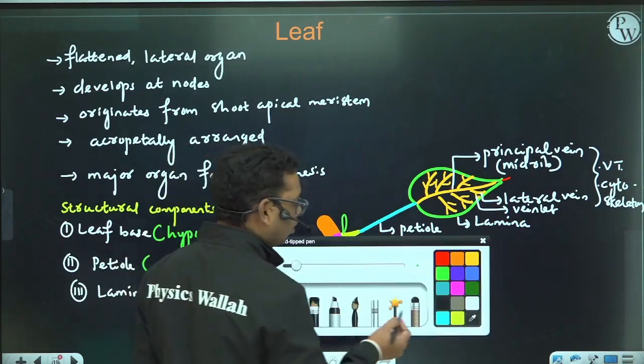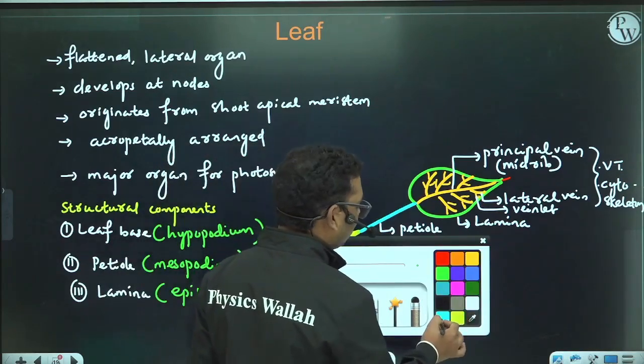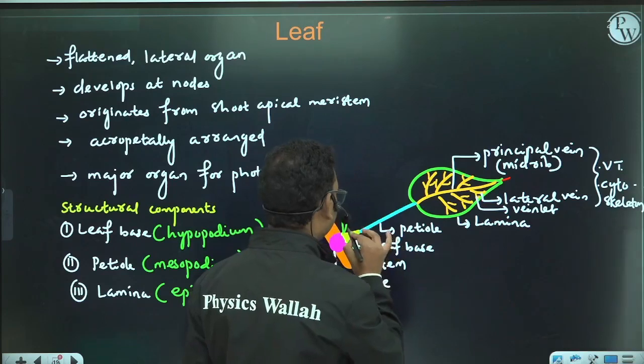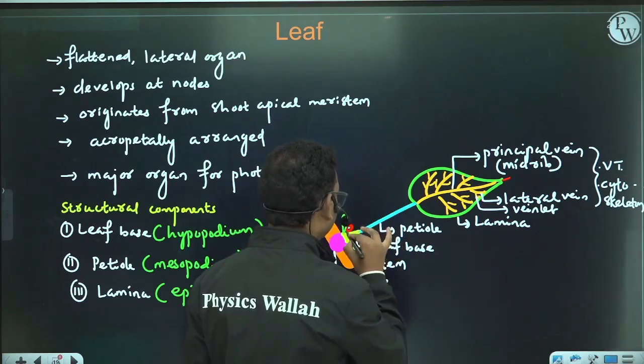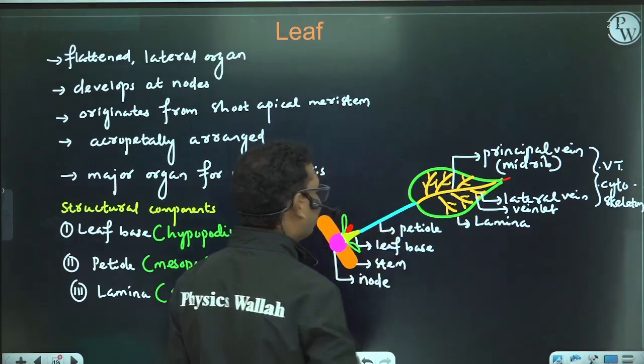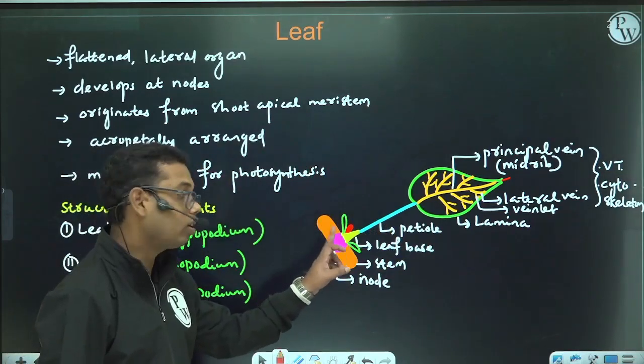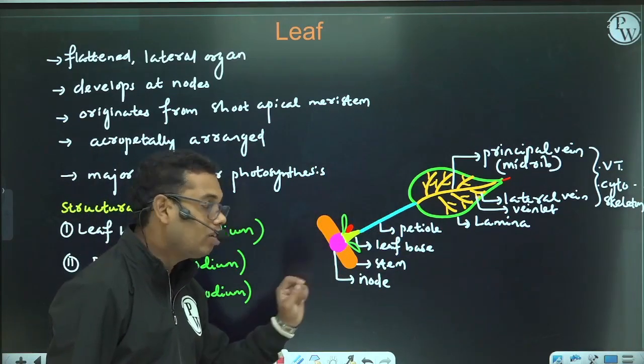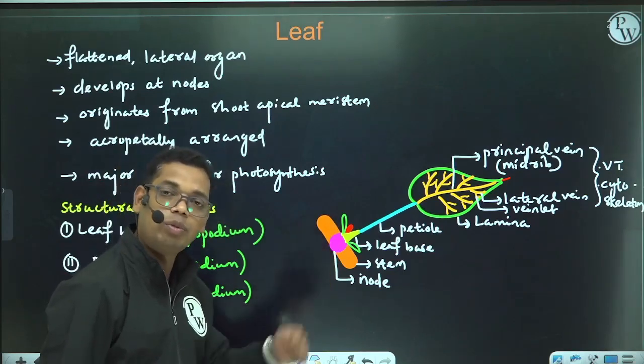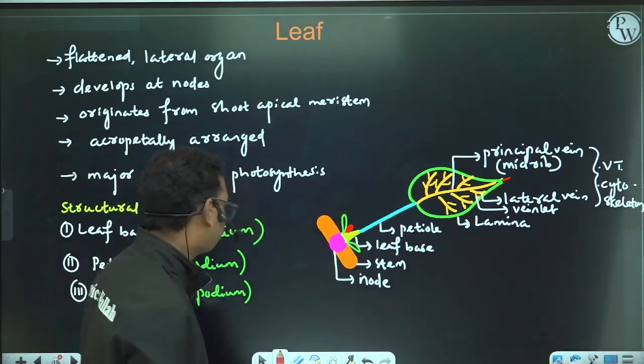Okay, and apart from that, here what will be present? Bud will be there. So suppose this is the bud. This is the bud, and this bud is called as axillary bud. Okay, so how many stipules are there? 2 stipules are there per leaf base. Okay, and axillary bud will be there. Axillary bud is also present.